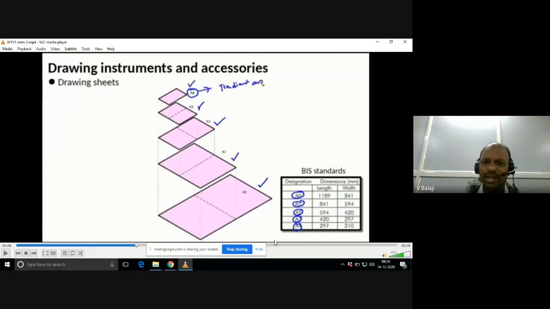In this way, the standard drawing sheets are prepared. Any doubt till now? You can raise your doubts while I'm teaching. At any point of time, you can disturb me, no problem. You can unmute yourself, you can ask questions. Okay. So which drawing sheet do we use generally?